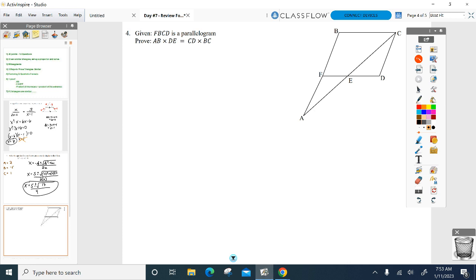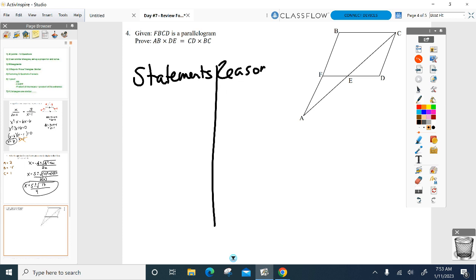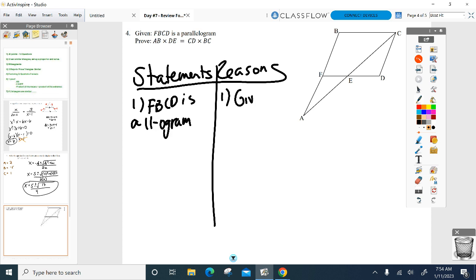Perfect. Before I do that, though, I've got to prove triangles similar, right? Got to prove them similar. So let's do that. FBCD is a parallelogram. I know we didn't do it any justice in your notes, but BFA is a straight line. Okay, BFA is a straight line. I know it doesn't look that great on your paper. But all right, give me the angle now.